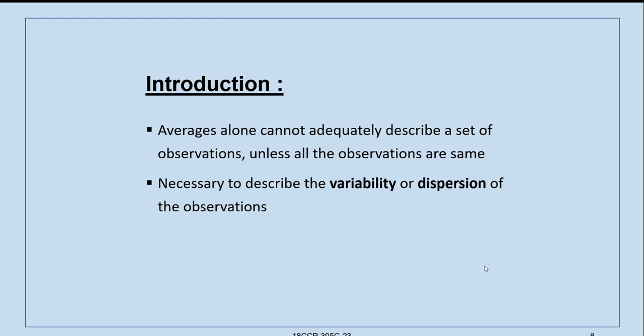So there is every necessity to describe the variability of the observations. Variability means variation between the observations, either the series or frequencies. This variability or variation is also called dispersion. Dispersion means dispersing, spreading out, scattering out.